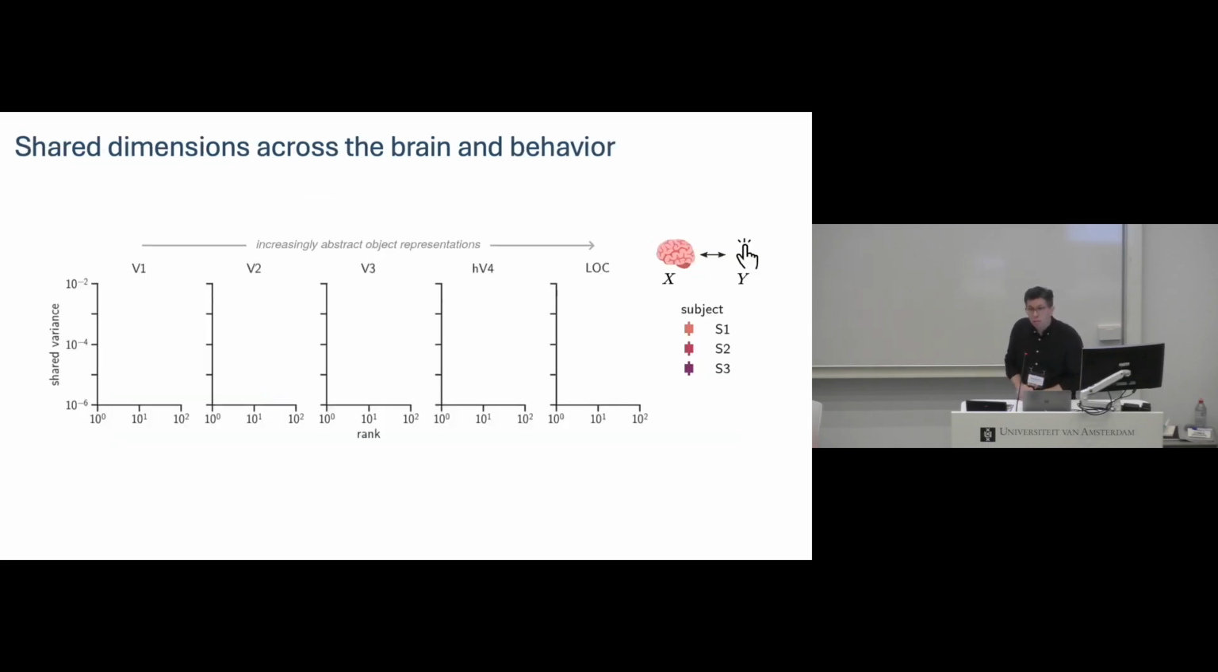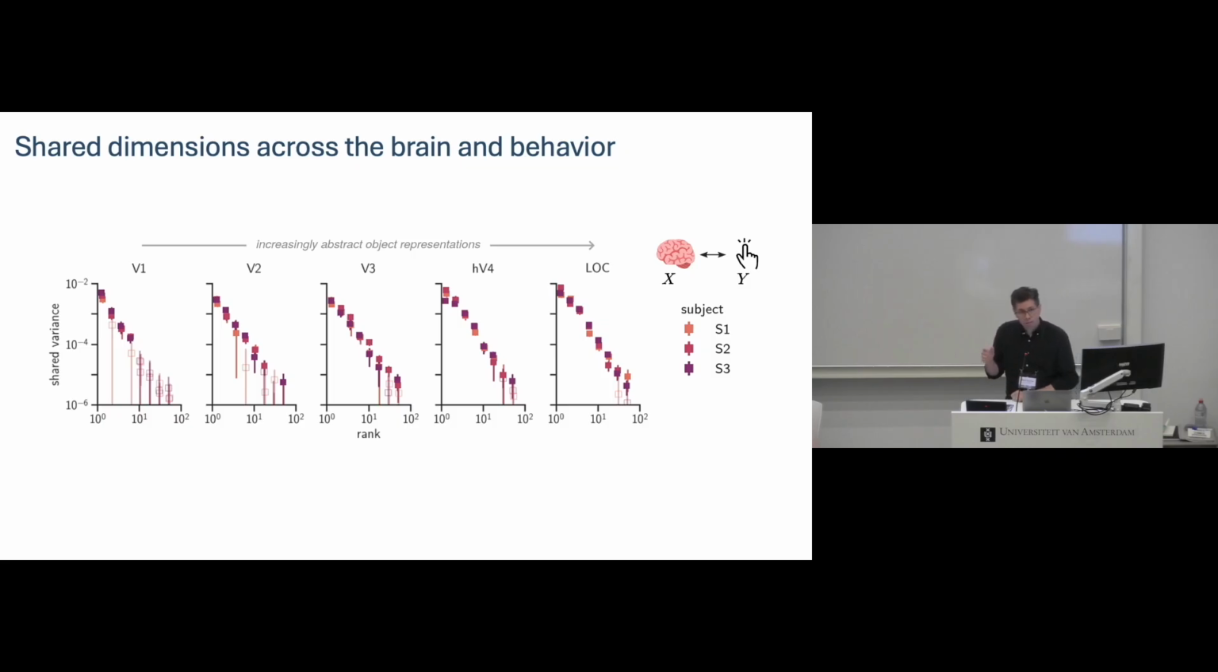So I'm going to show you these results for a series of ROIs going from low-level visual cortex up to higher-level visual regions. What I'm plotting here is the reliable shared variance between brain and behavior as a function of the rank of the latent dimensions. And here's what we see when we do this. So again, we're seeing this power law structure. And it makes sense because the two data sets have power law structure in them to begin with. And so the shared space also has this power law structure.